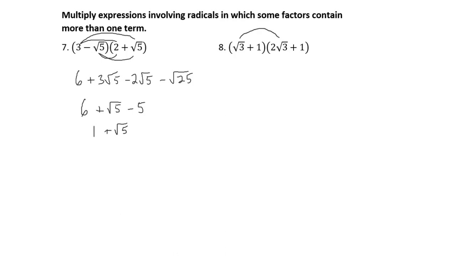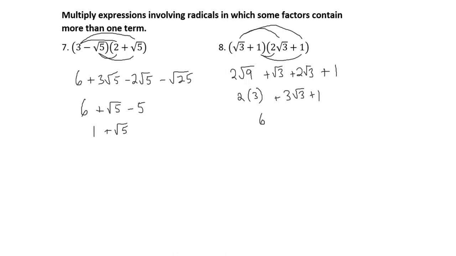All right, and the next one, multiply, and we get 2 root 9 plus root 3 plus 2 root 3 plus 1. So this becomes 2 times 3. Root 3 plus 2 root 3 would be 3 root 3 plus 1. 2 times 3 gives us 6 plus 3 root 3 plus 1. And 6 plus 1 gives us 7. And bring down your 3 root 3.